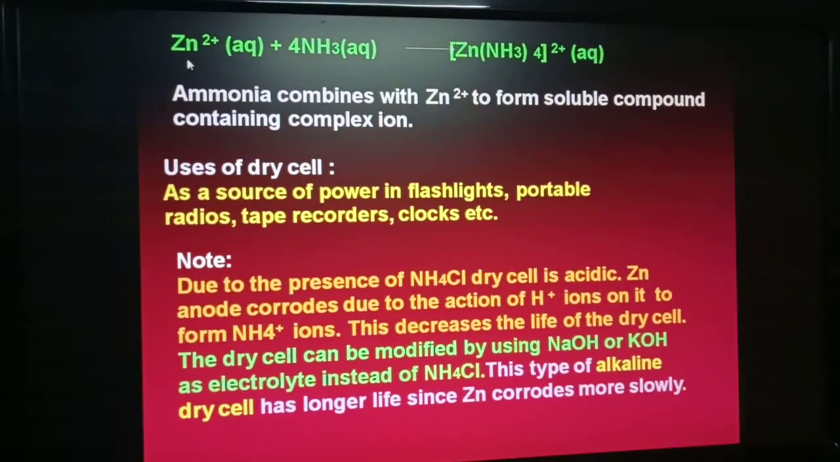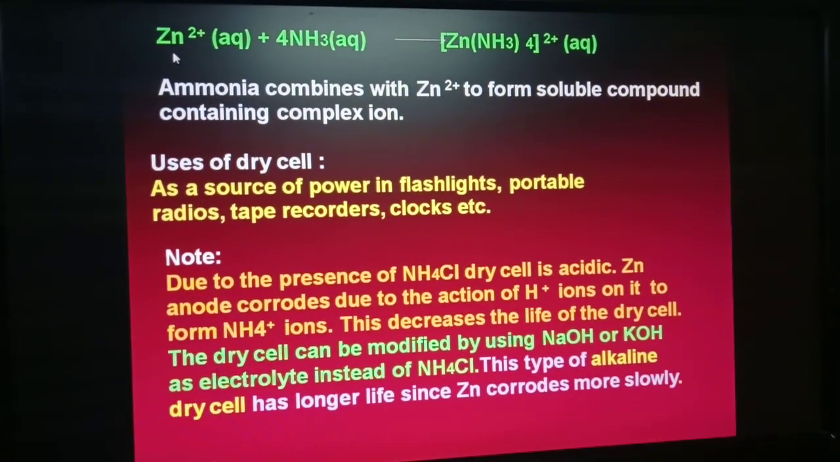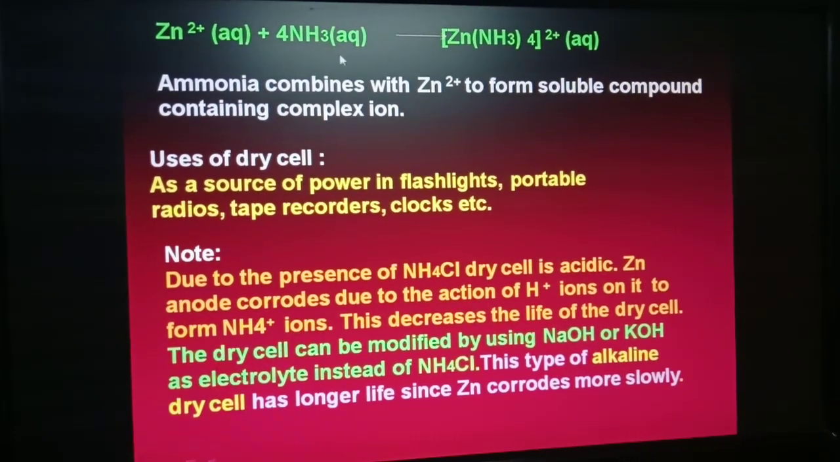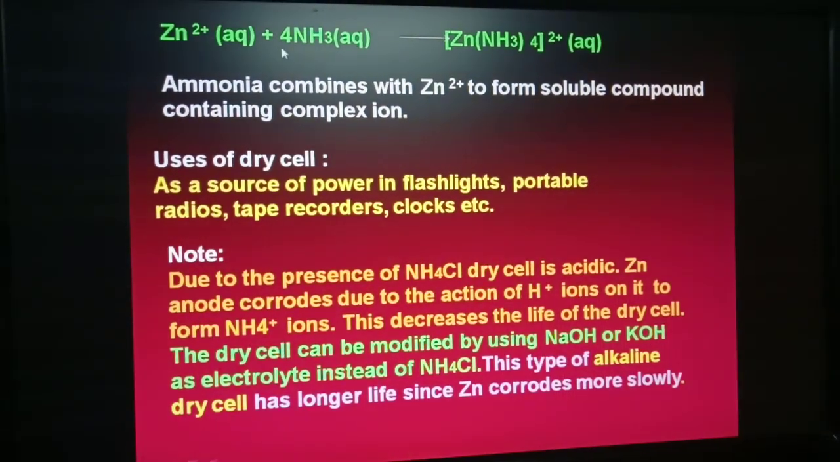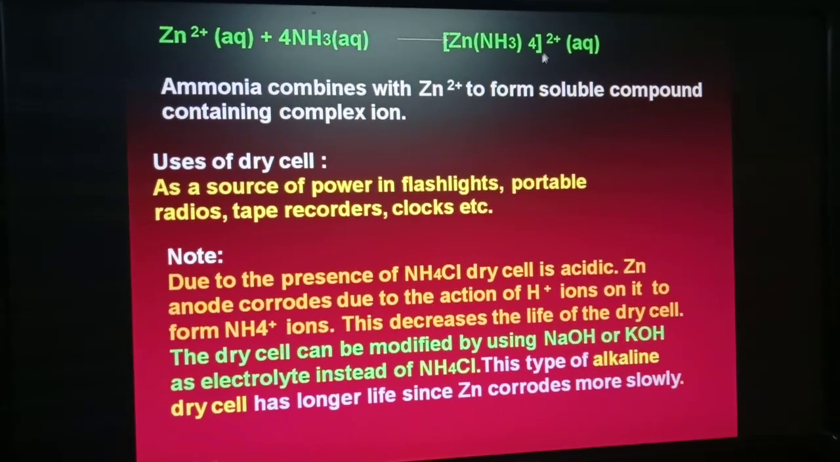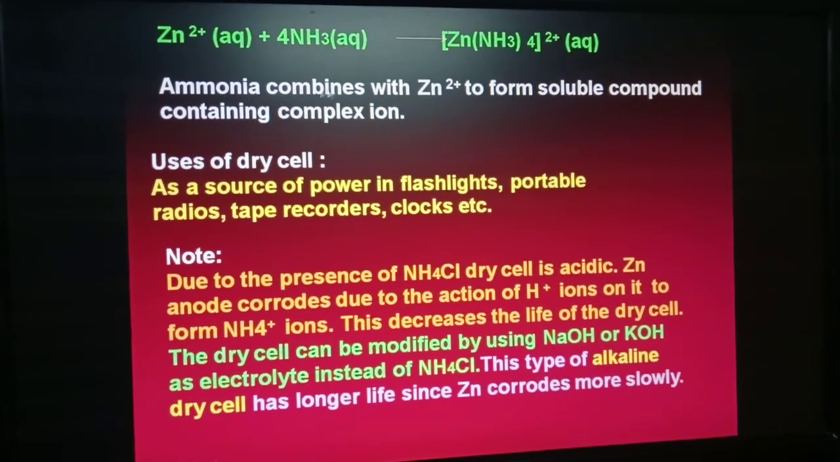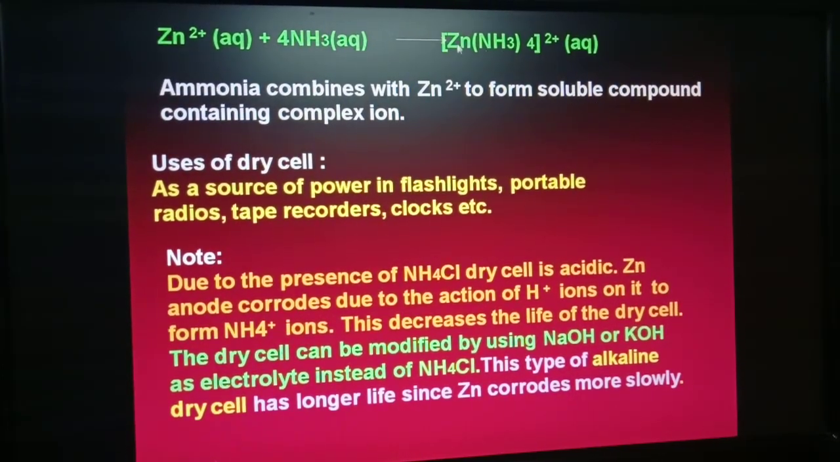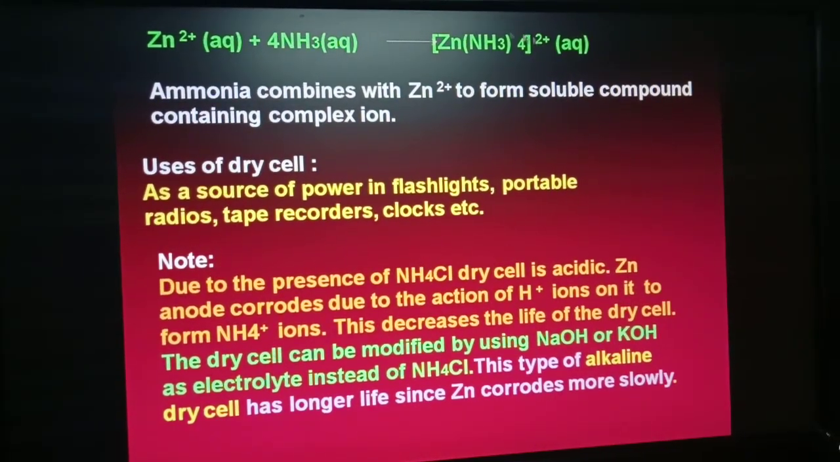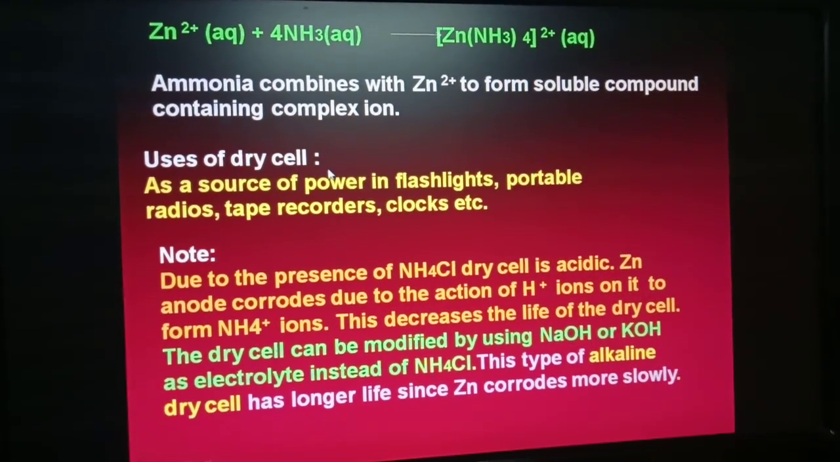Now, another reaction that takes place in the dry cell is of zinc ions. Zinc ions, being moist, combine with the ammonia gas that is evolved. So Zn2+ aqueous plus 4 NH3 aqueous gives the zinc tetraammine complex, which is a soluble compound. So ammonia combines with Zn2+ to form this soluble complex ion, the zinc tetraammine complex.